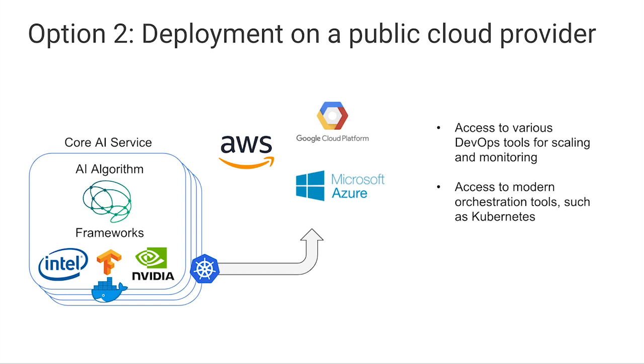Another route, which is becoming more and more popular, would be putting your app on a public cloud provider. In this way, you will have access to a lot of modern software development tools, particularly DevOps tools, which provide scaling on demand and also monitoring of your service health and analytics features on your service usage. Also, there's access to modern orchestration tools, which handle the provisioning of computing resources automatically.